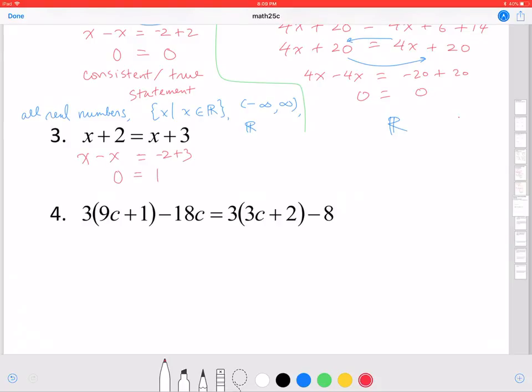Well, we know 0 cannot equal 1. 0 is not equal to 1. They're not the same. So this statement is totally false. And this is the opposite of what we have seen in problems 1 and 2. This is what we call an inconsistent or false statement. It is false that 0 is equal to 1. When this happens, the answer is no solution. No real numbers will satisfy this.